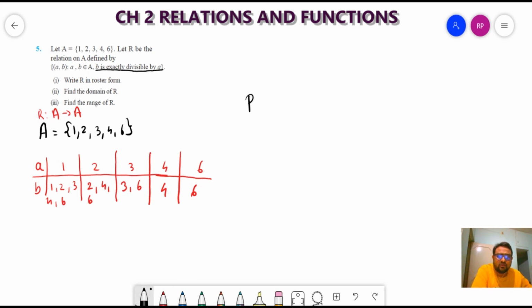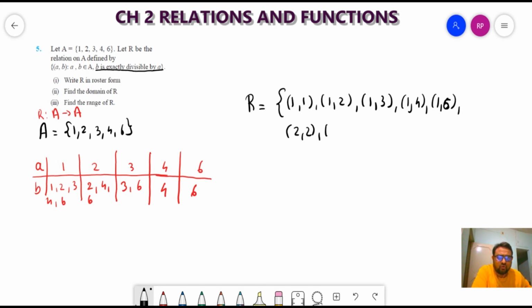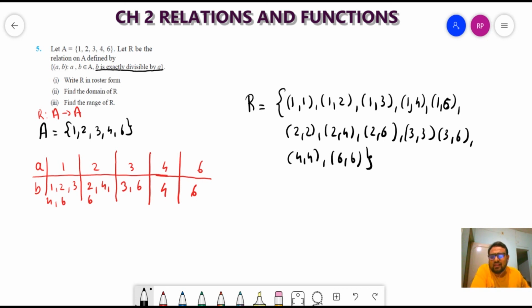So what will be the relation in roster form? (1, 1), (1, 2), (1, 3), (1, 4), (1, 5). Sorry, we do not have 5. (1, 6). Clear? Now from 2: (2, 2), (2, 4), (2, 6). (3, 3), (3, 6). (4, 4), and (6, 6). So this is the relation.